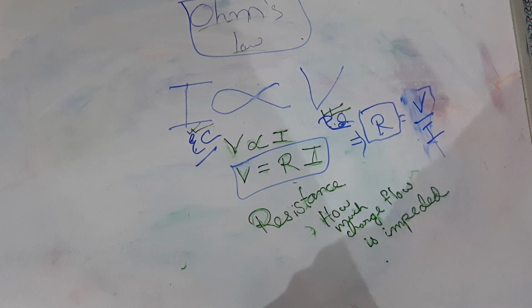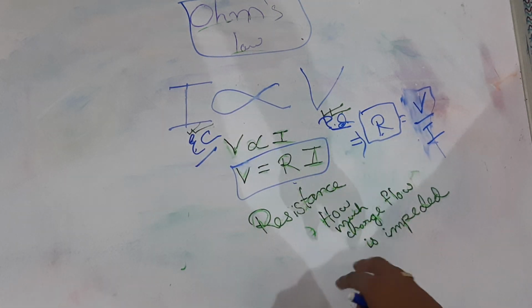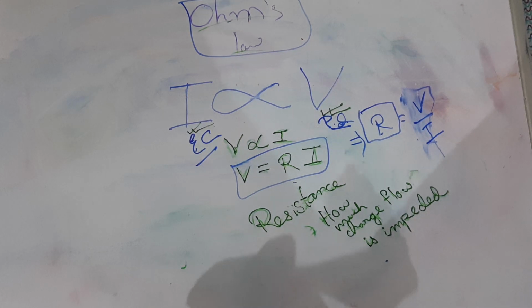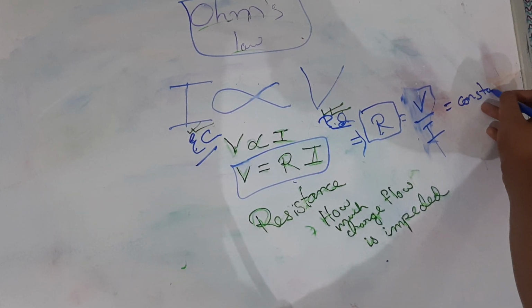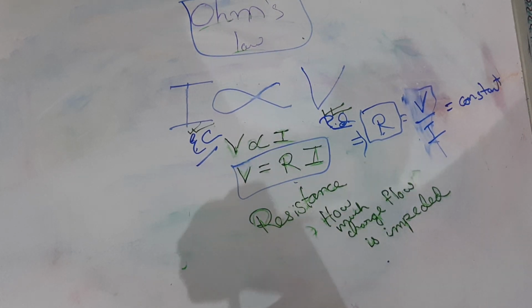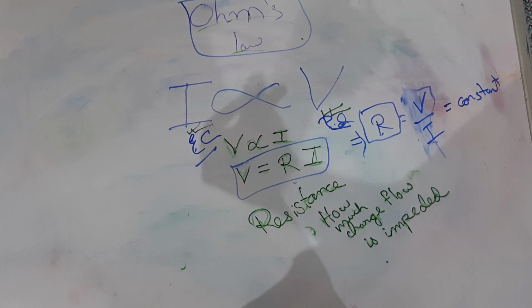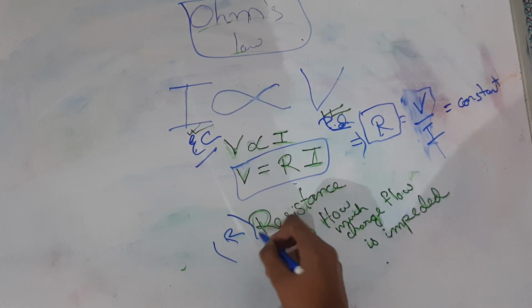By rearranging it, now just listen to me closely. Since R is a constant, as we put it here, therefore V by I is also constant. So you should remember this nicely, that R is equal to V by I is equal to constant. Now what is R? R is resistance.